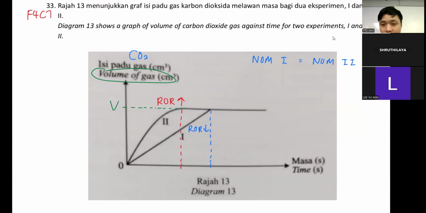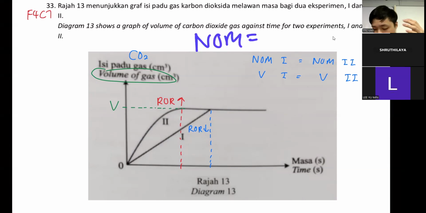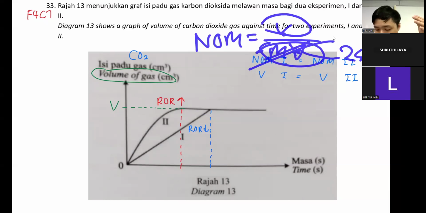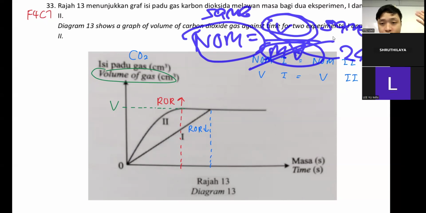Because if you have the same number of moles, your volume of the first one can also be equal to the volume of the second one. Normally number of moles equals volume over molar volume. Molar volume cannot change, it means both must be constant, 24 dm cube per mole normally at room temperature. So normally you change volume or number of moles. But if your volume of gas produced is the same, your number of moles should also be the same, right?